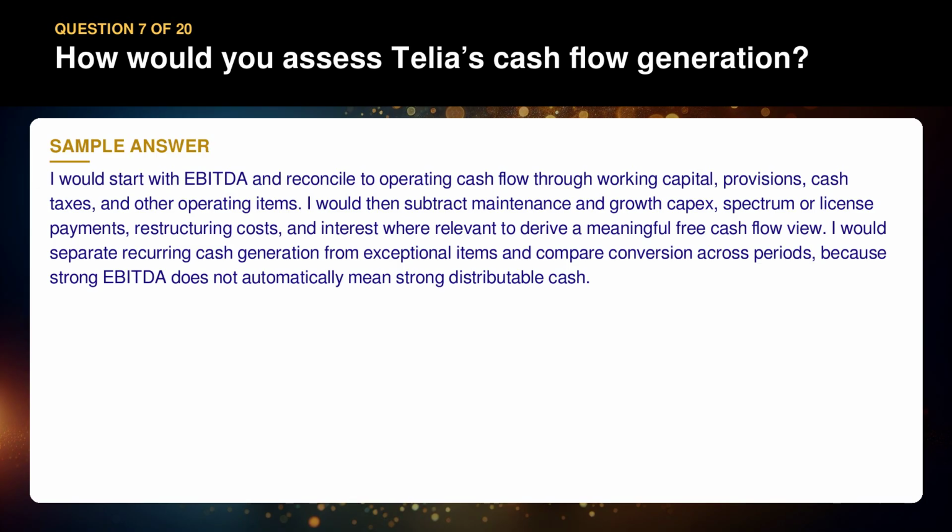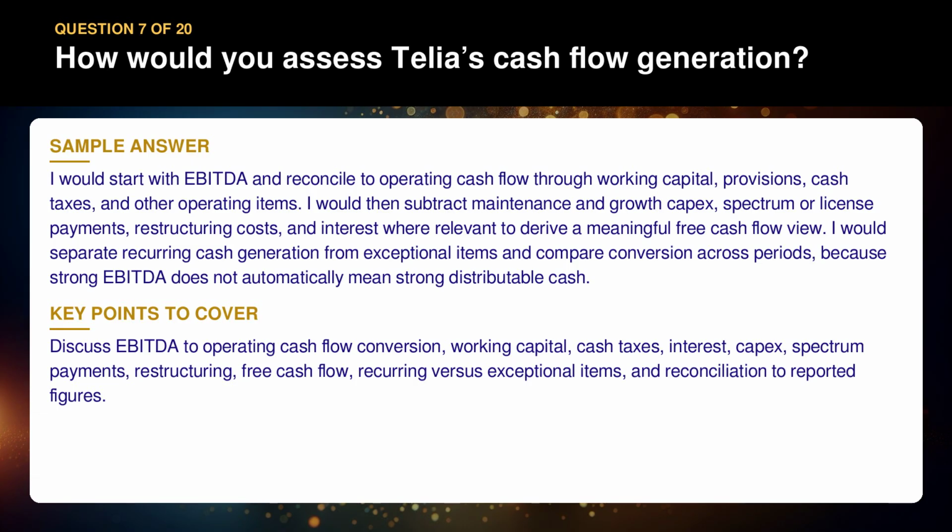I would separate recurring cash generation from exceptional items and compare conversion across periods, because strong EBITDA does not automatically mean strong distributable cash. Discuss EBITDA to operating cash flow conversion, working capital, cash taxes, interest, CapEx, spectrum payments, restructuring, free cash flow, recurring versus exceptional items, and reconciliation to reported figures.